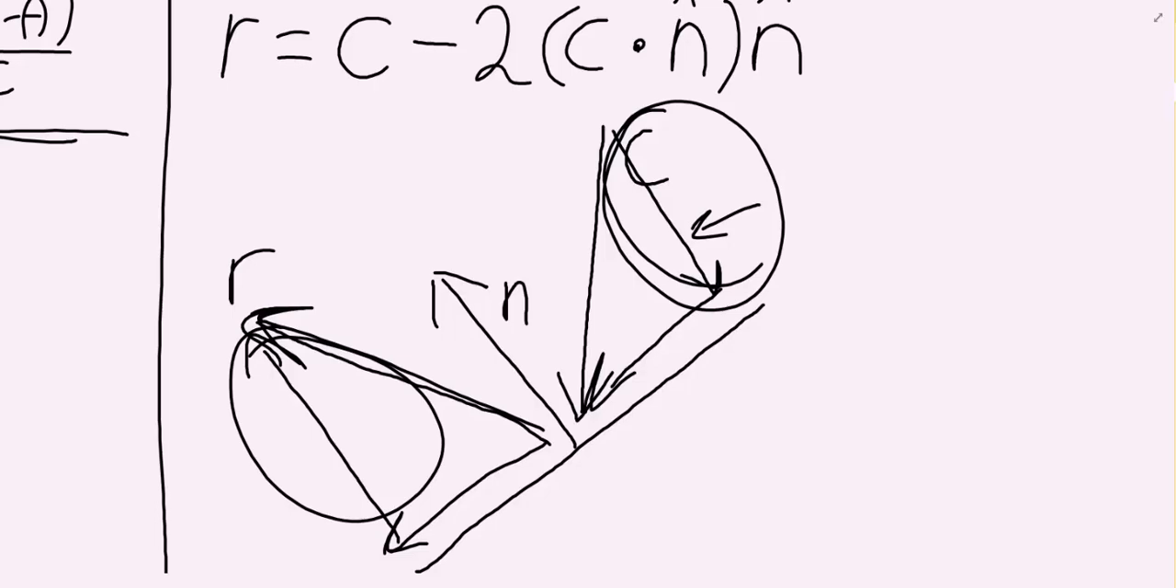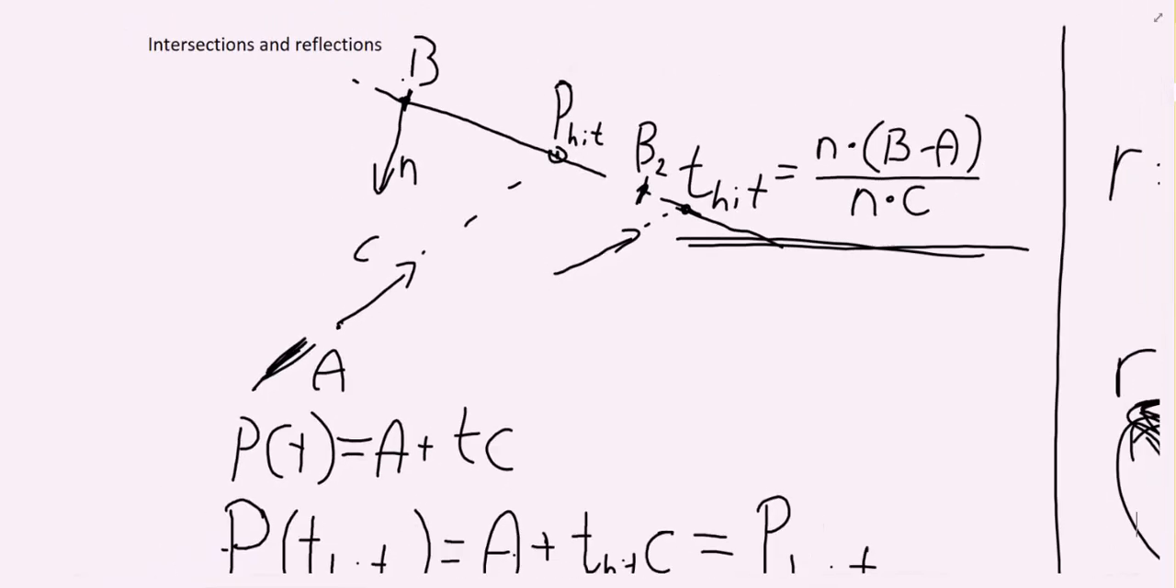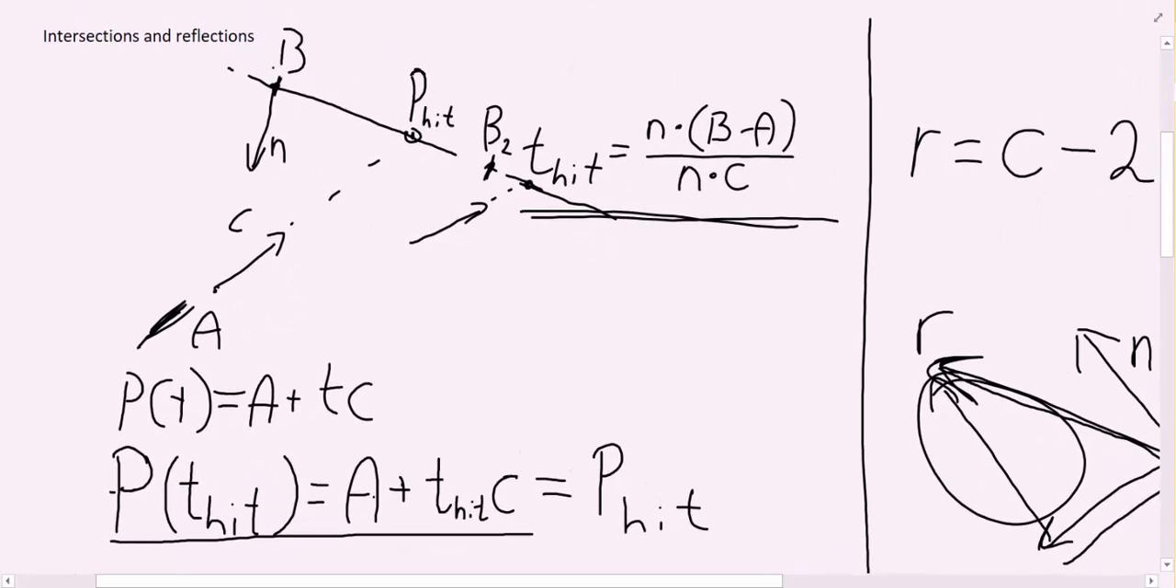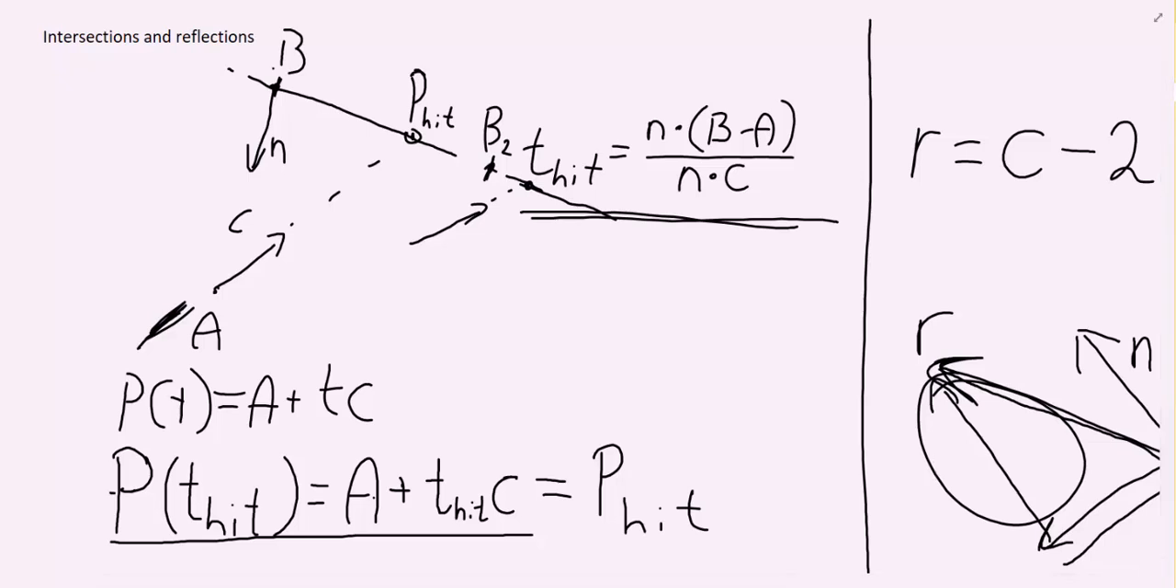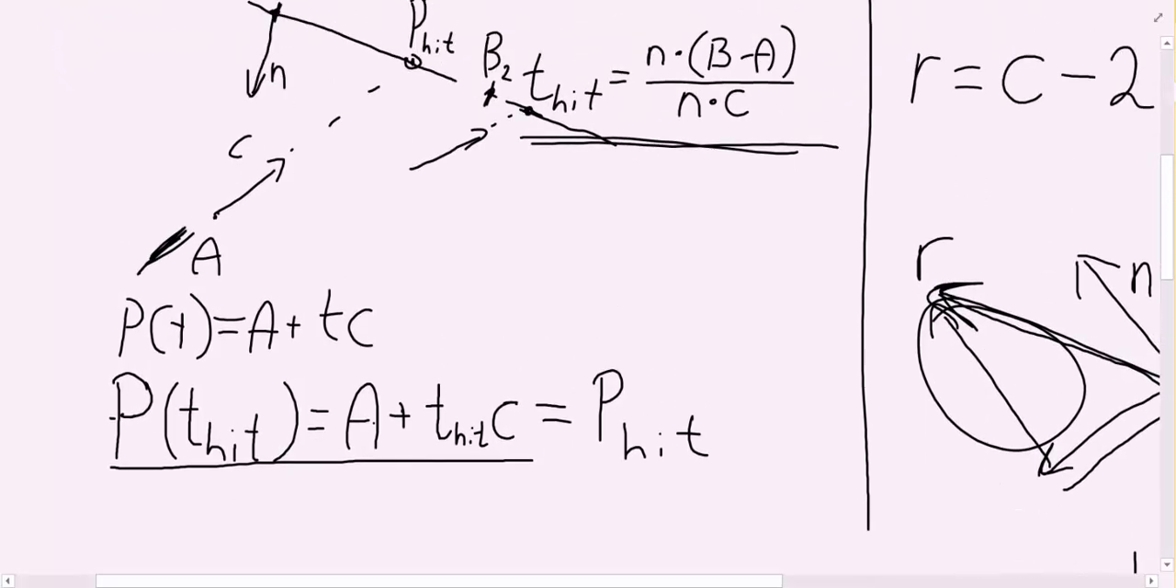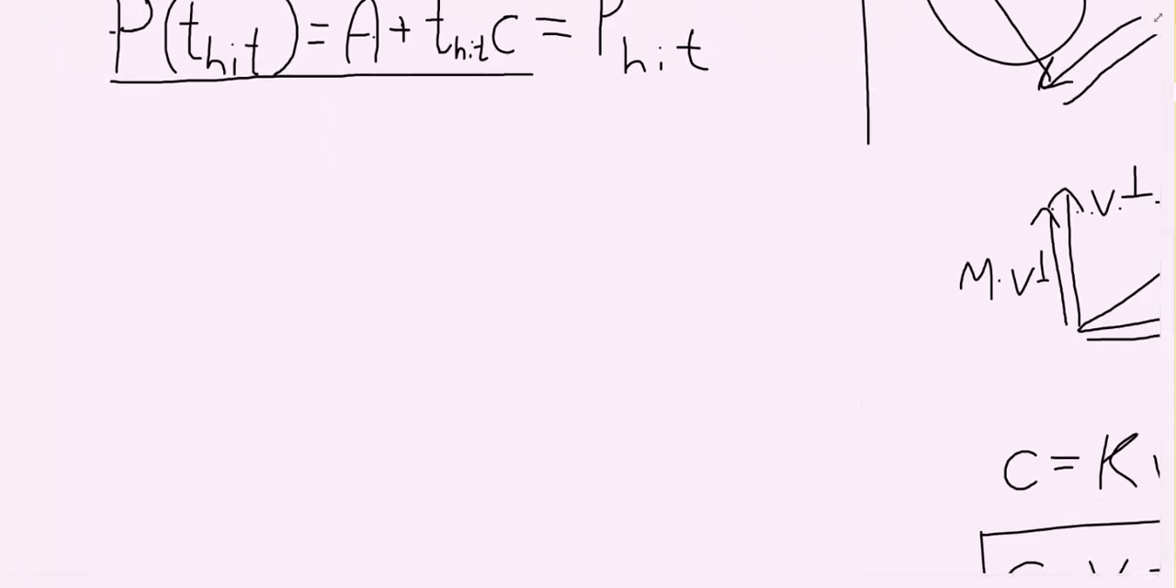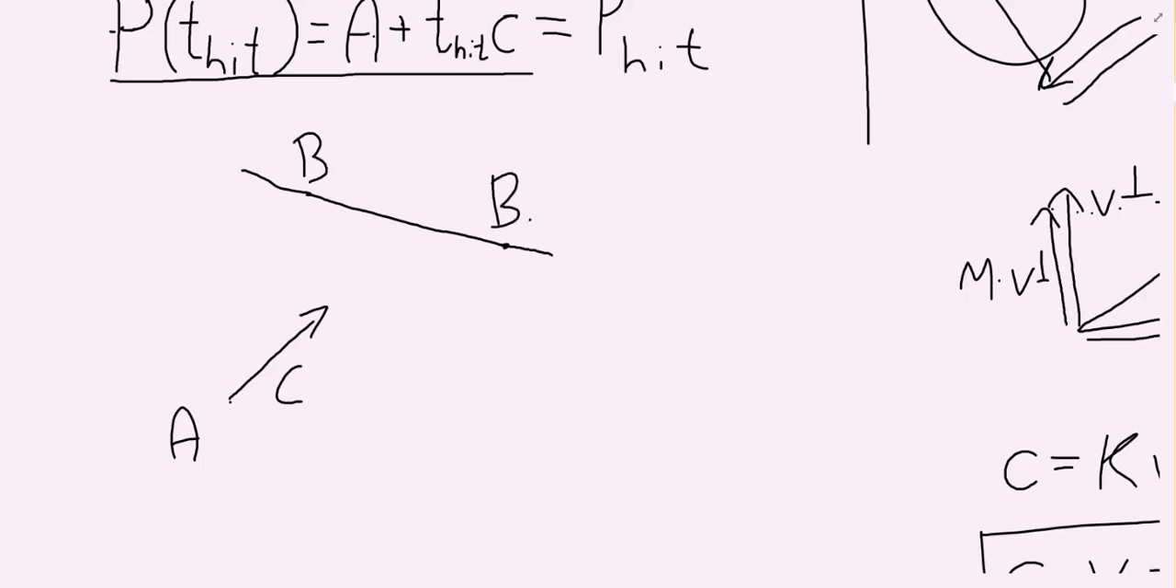Alright, let's move on to the intersection. So the basic setup here is that we have a point here, point A, we have the vector C, and we have a line here. And we can imagine just setting this line up. There's a line between 2 points. Let's call the points B and B2. We can use either of these points as the base point. So the point B2 becomes redundant once we set it up with a normal vector.